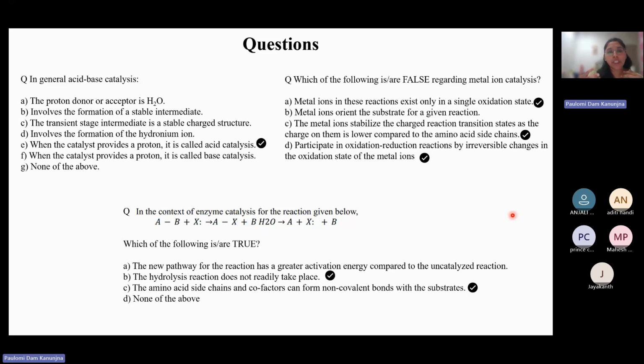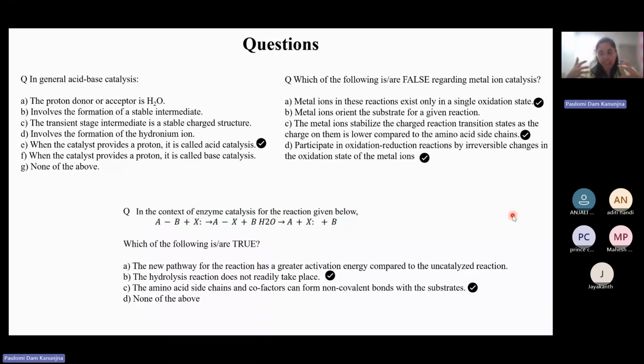Next is involves the formation of a stable intermediate. I think people have given it true. Let me ask you, if you have a stable intermediate, then how do you break the intermediate? Intermediates are not supposed to be stable. They can only be transient if they are unstable. That's why they will break away to give the product, which leads to, if you know, Gibbs energy being negative.